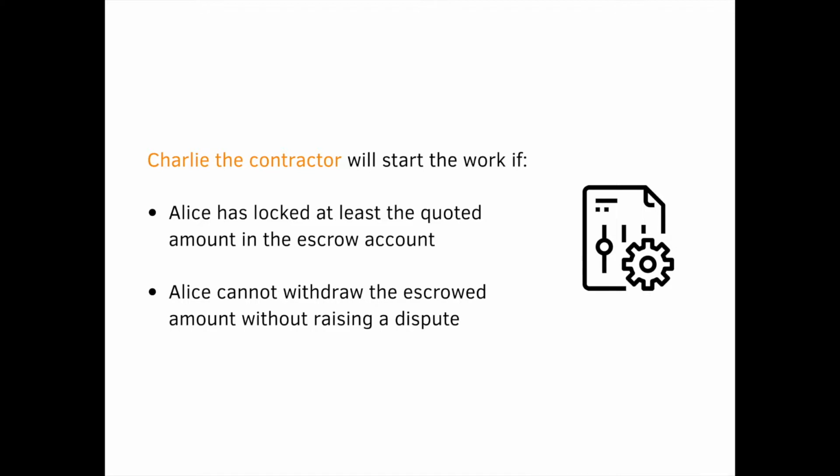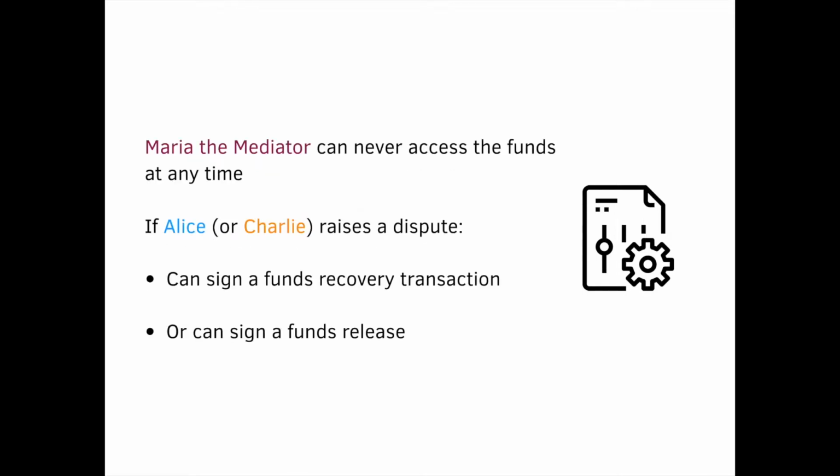Charlie, the contractor, will start the work if Alice has locked at least the quoted amount in the escrow account. Alice cannot withdraw the escrowed amounts without raising a dispute. And finally, Maria, the mediator, can never access the funds at any time. If Alice or even Charlie raises a dispute, Maria can sign the funds recovery transaction, or she can sign a funds release transaction.